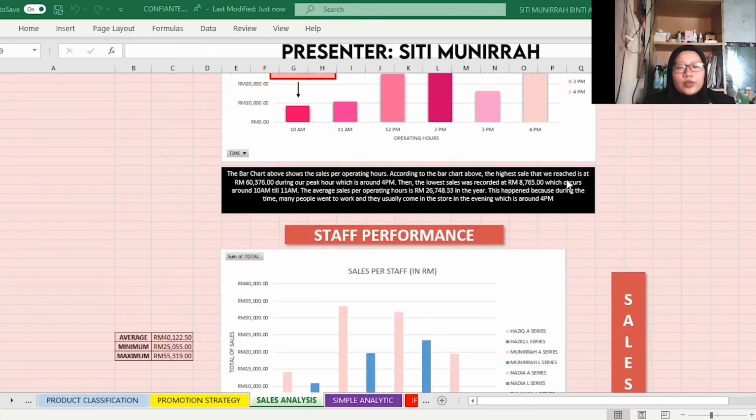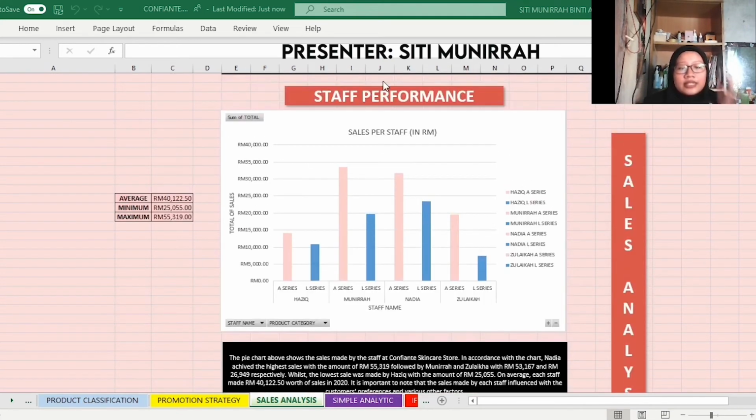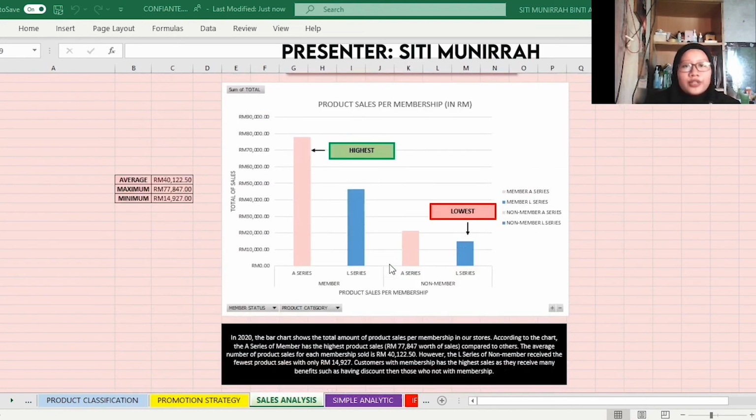So next, we have sales per staff. This chart shows the sales made by the staff at Compion Skincare store. According to this chart, Nadia achieved the highest sales with the amount of 55,390 ringgit, followed by Munira and Zulaika. However, Haziq reached the lowest sales among us with only 25,050 and 55 ringgit. The overall average of the staff members is 40,122 and 50 cents in 2020. It is important to note that the sales made by all the staff members are influenced by customers' preferences and various other factors. Next, we have product sales per membership.